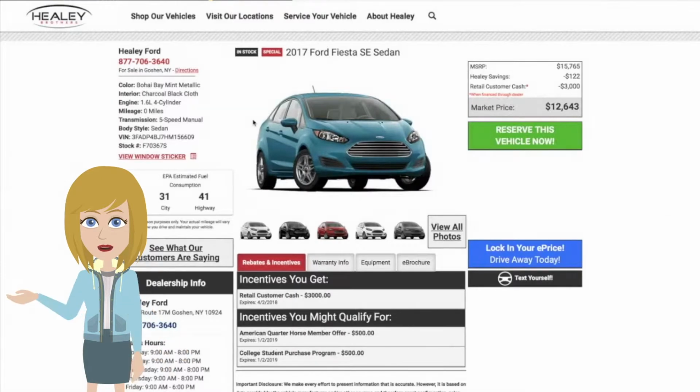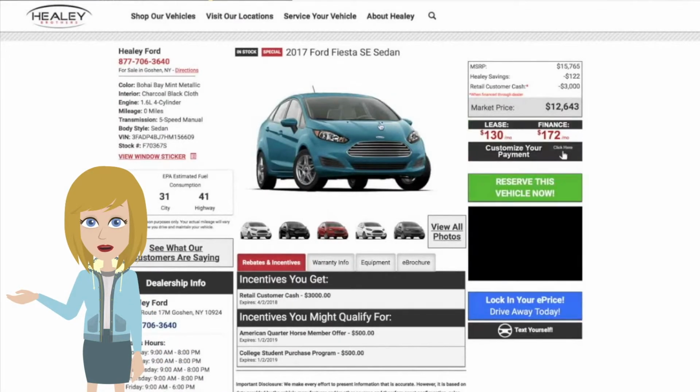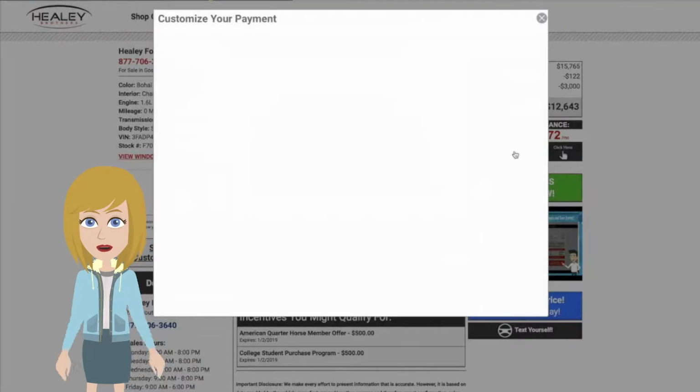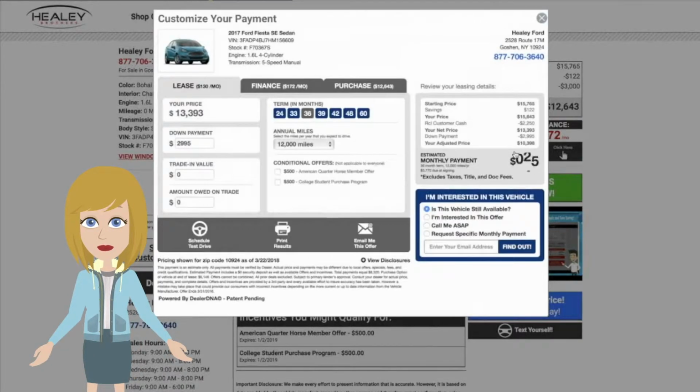On the right-hand side of the screen, there is a section called Customize Your Payment. Click on that to pull up the calculator. There are three options: lease, finance, and cash purchase. Let's start with lease payments.